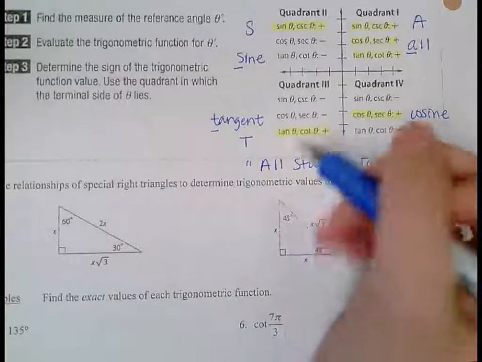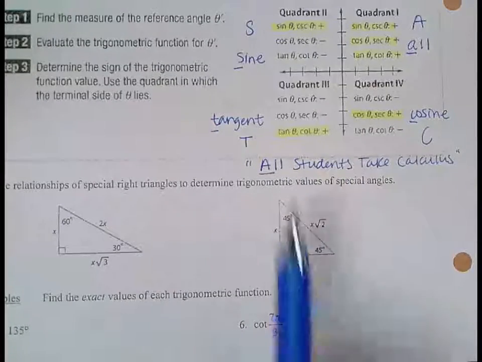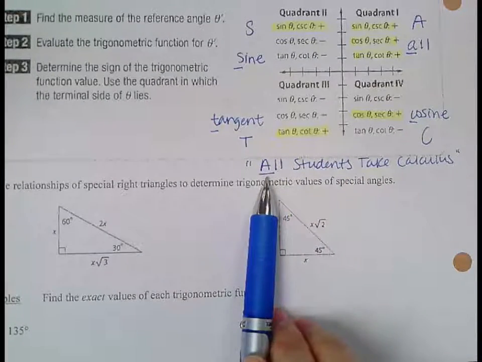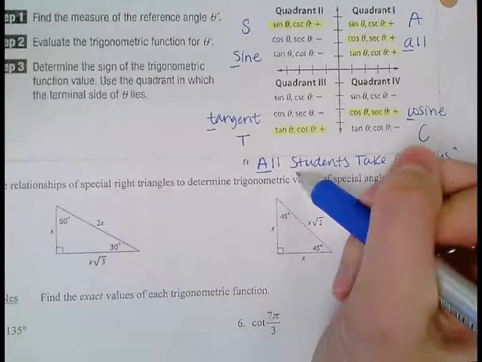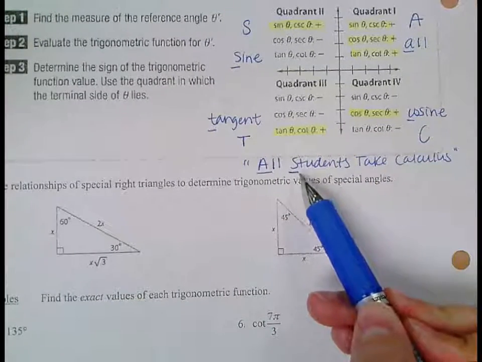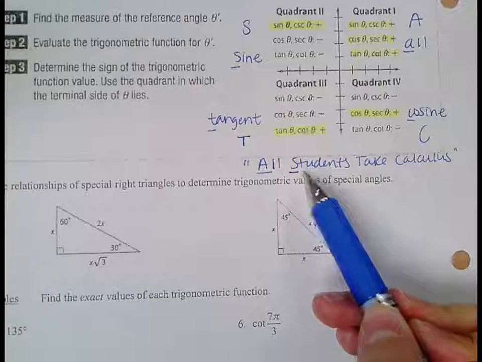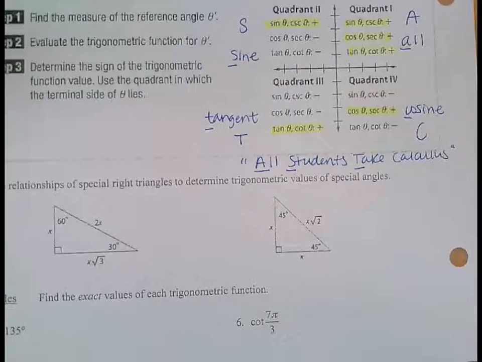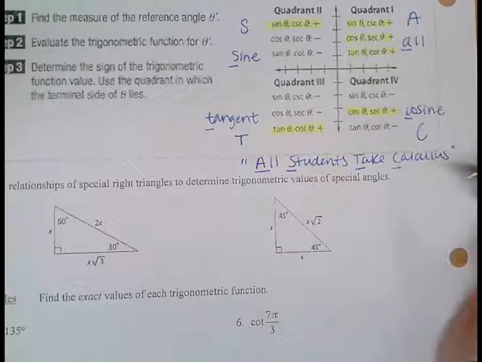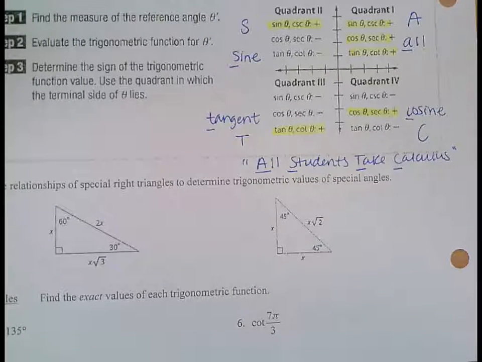So if you can remember that, all students, meaning all trig functions, are positive in quadrant 1. For students, S goes with sine. Sine is positive in quadrant 2. Take, T for tangent, is only positive in quadrant 3. And then C for cosine, cosine's positive in quadrant 4. So all students take calculus. Just a way to remember what trig functions are positive where.